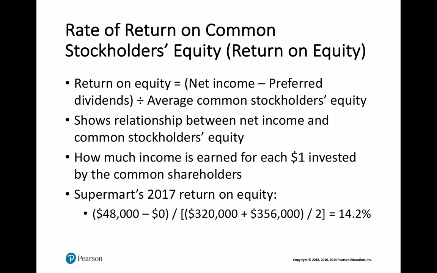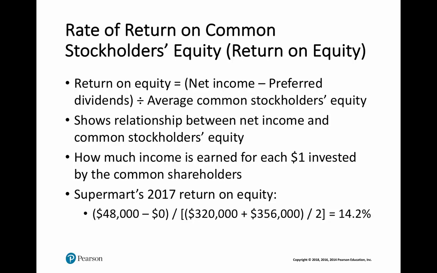The rate of return on common stockholders' equity. So it's our net income minus any preferred dividends. That's if we have two different classes of stock. And that's going to be divided by our common stockholders' equity. So it shows the relationship between net income and common stockholders' equity: how much income is expected to be earned for each dollar invested by the common stock shareholders.